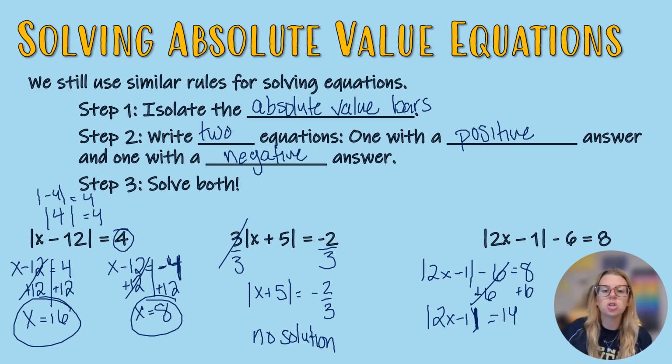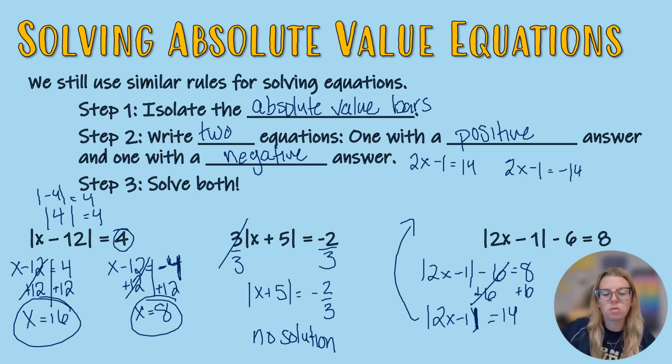And so now I'm going to have two equations. I'm going to come on up here. So I have just the absolute value bars left. So I have 2x minus 1 is equal to 14. And 2x minus 1 is equal to negative 14. Alrighty. And then we're going to go ahead and solve.